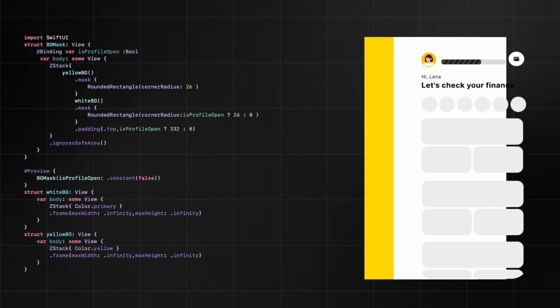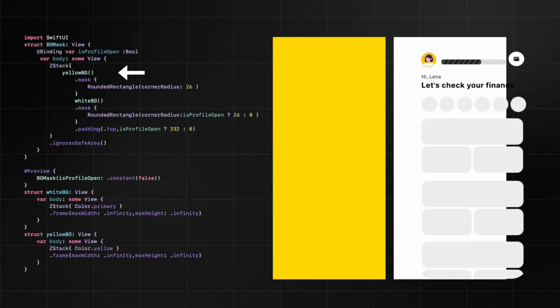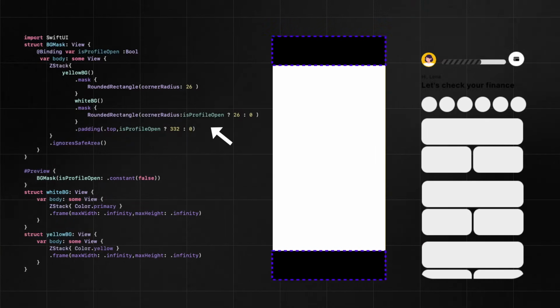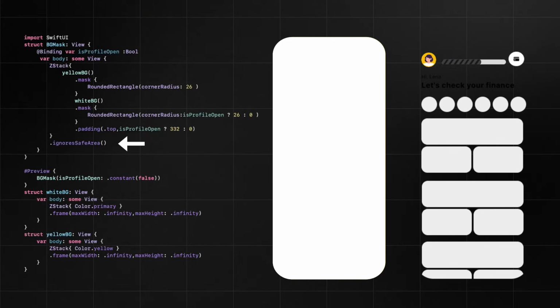We need two different backgrounds. The first one in yellow, and on top of it a white background. And we'll mask it with a rounded rectangle. But you'll notice now we have empty space at the top and bottom. That's because of the safe area. We can fix it simply by ignoring the safe area.